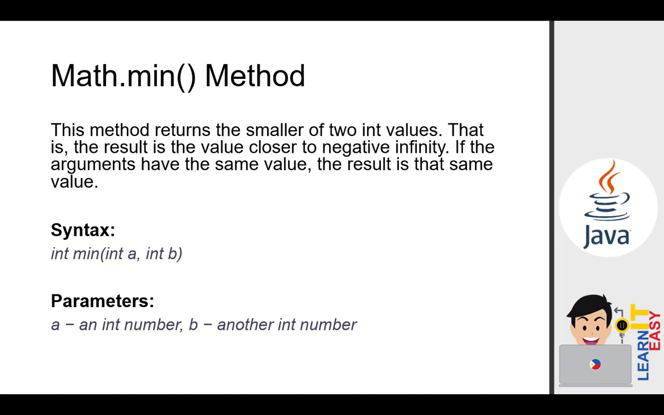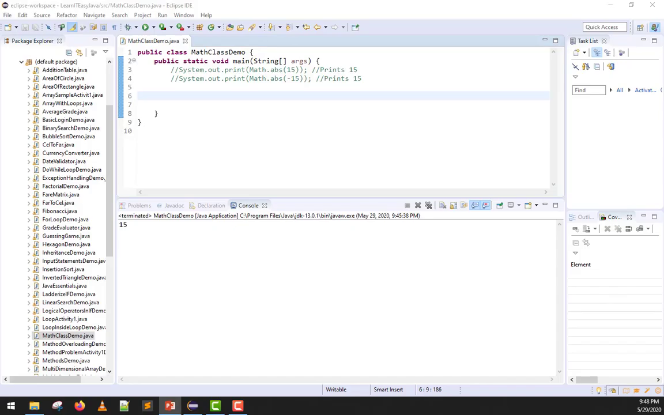So, ituloy ko na rin para doon sa isa. We have yung min method. Kabaliktaran naman ng max, ang min method naman is nire-return niya yung mas maliit na value doon sa dalawang number na nilagay natin. So, kabaliktaran lang siya ng max. Kung yung max, it's the larger number, the min method returns the smaller number.